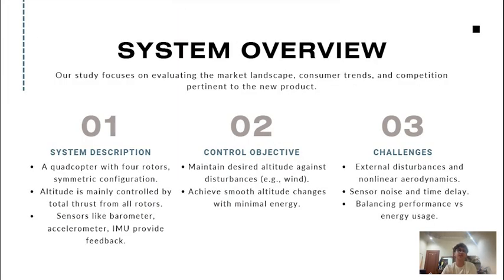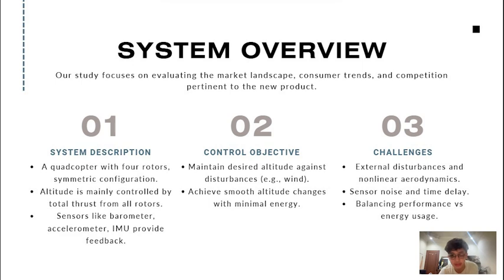The system overview. The first one we're going to talk about is the system description, which is a quadcopter with 4 rotors with symmetric configuration. Altitude is mainly controlled by total thrust from all rotors, and sensors like barometer, accelerometer, and IMU provide feedback.